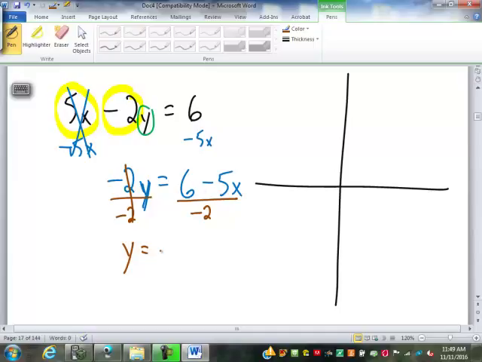Dividing this side by -2. 6 divided by -2 is -3. -5x divided by -2. -5 divided by -2 is a positive 5/2 x. To graph that, I'm going to start at -3, and from there I'm going to go up 5/2.